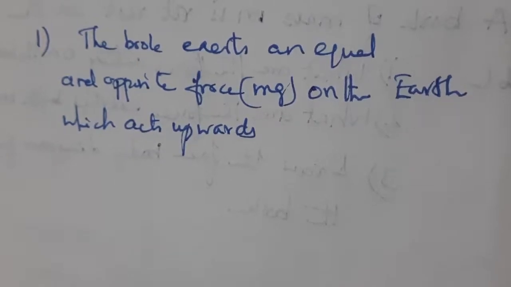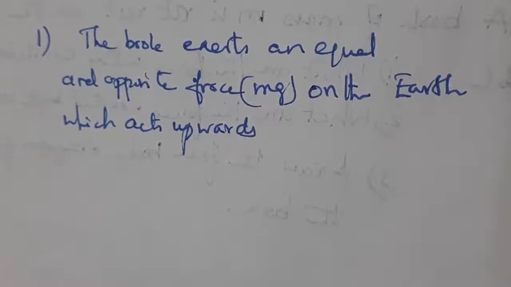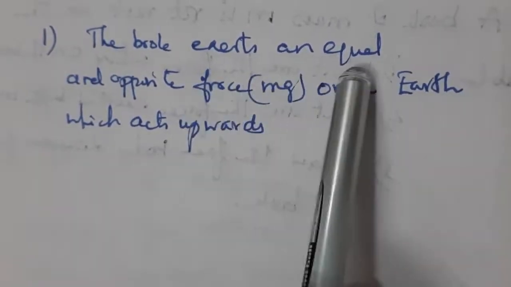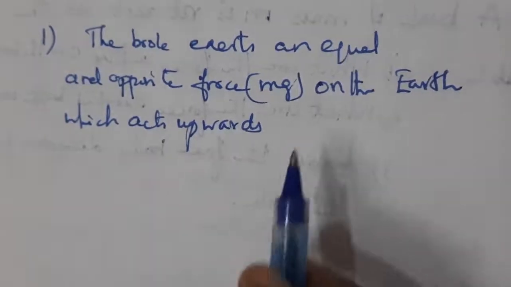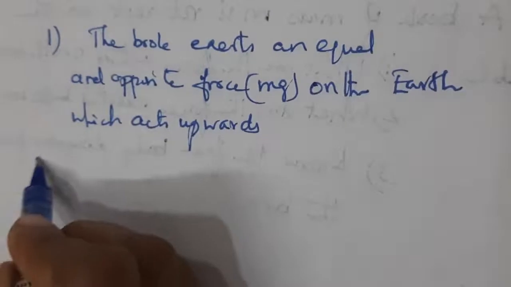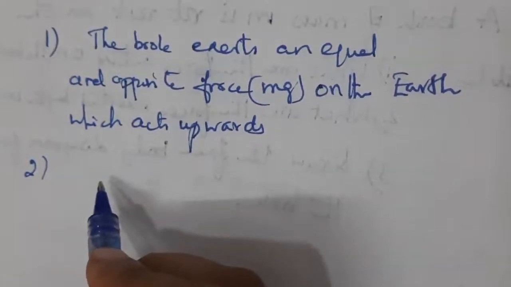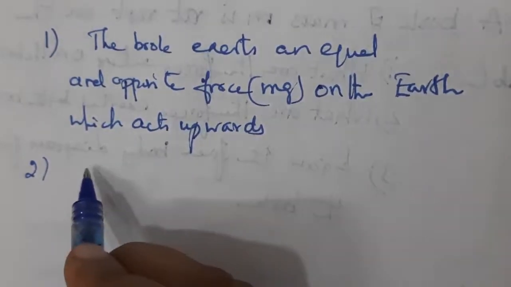So gravitational force is acting downward, and the reaction force is acting upward. That is, the book exerts an equal and opposite force mg, equal and opposite to the gravitational force, that is mg on the Earth, which acts upwards. Second reaction force: the book exerts a force which is equal and opposite to the normal force.